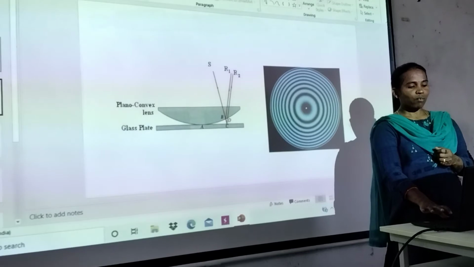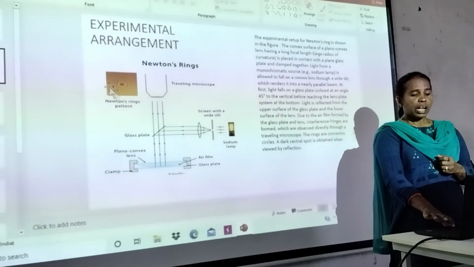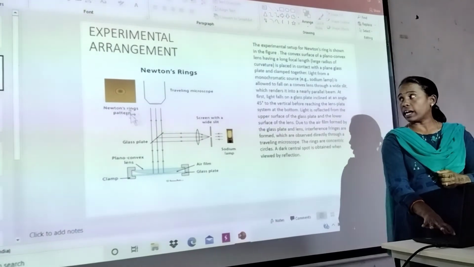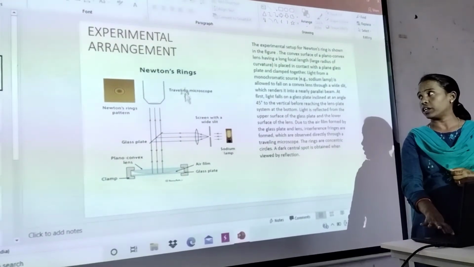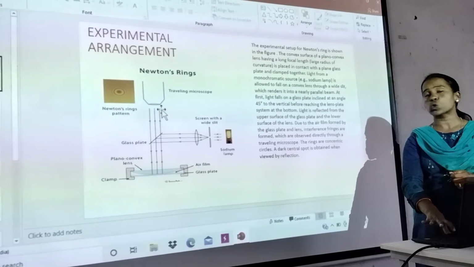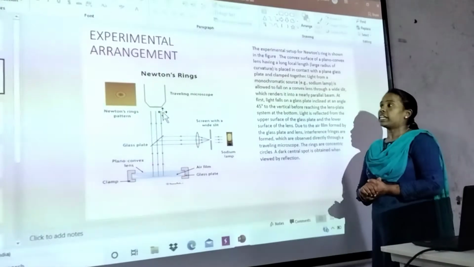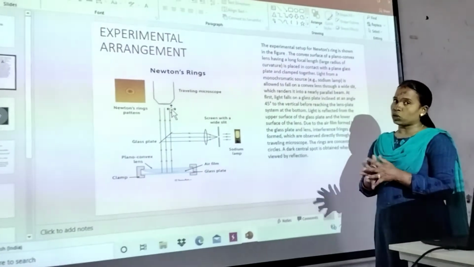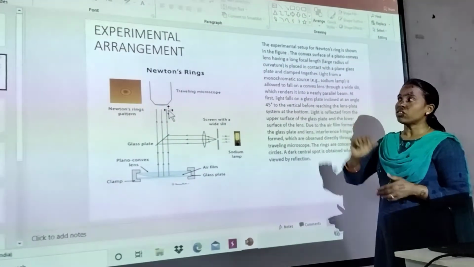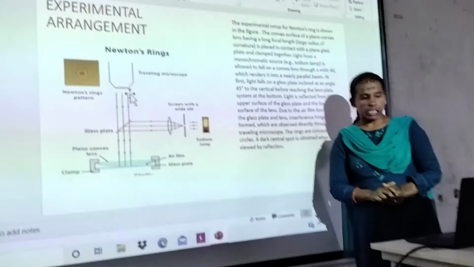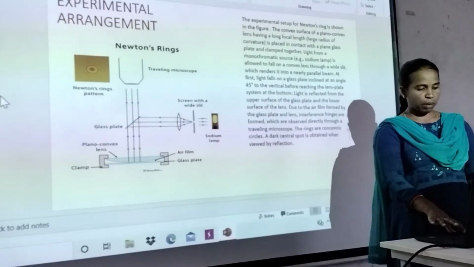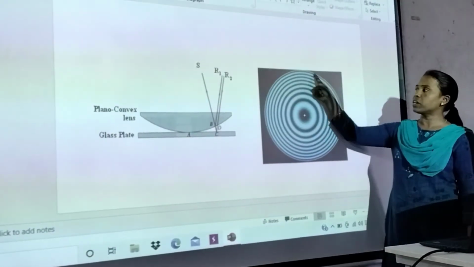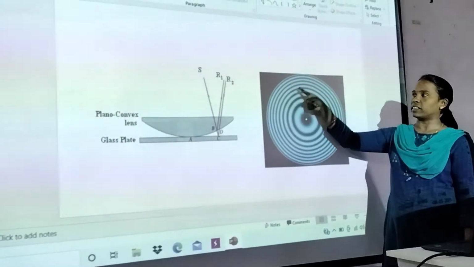After this, above it we have a traveling microscope. The purpose of the traveling microscope is to measure the radius of curvature of the Newton rings and also to view them. So we will observe the Newton rings through the telescope or traveling microscope, and the rings are like this. You will observe the Newton rings like this.